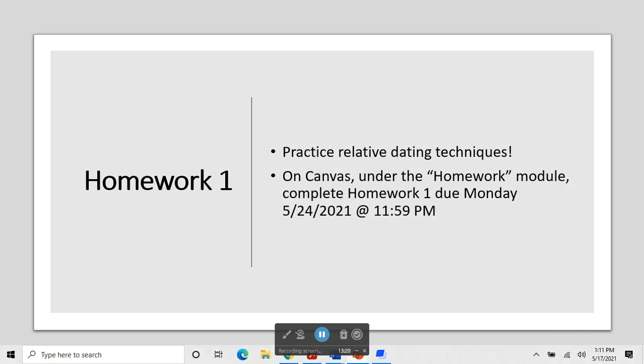For this week, you're going to practice this for your first homework assignment. Again, all of our homework assignments are going to be found on Canvas this semester. So you will go to Canvas, and under the homework module, you'll open up the Homework 1 assignment or the Cross-Cutting Relationships assignment. This is due on Monday, 5/24/2021 at 11:59 p.m.